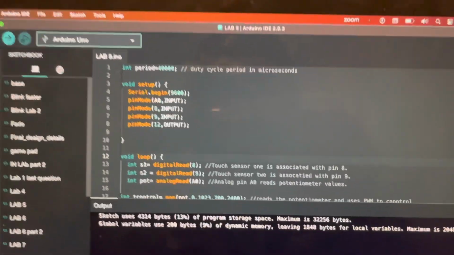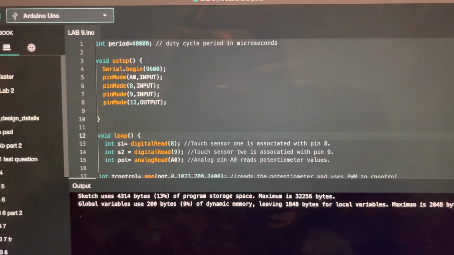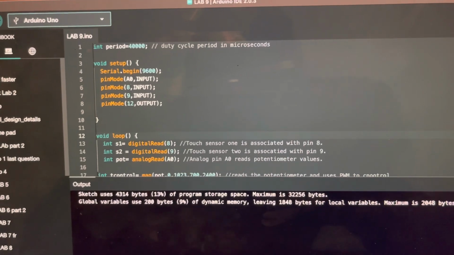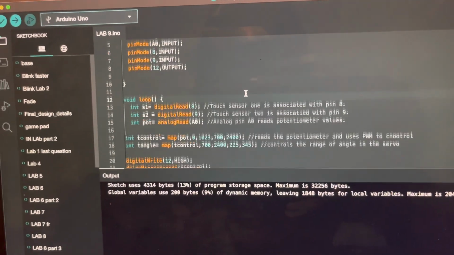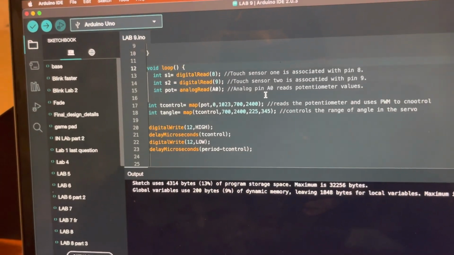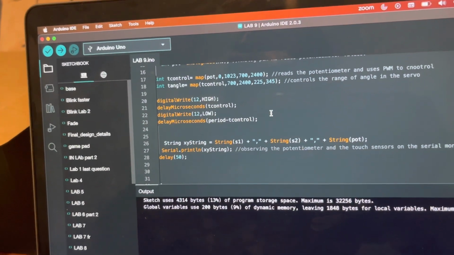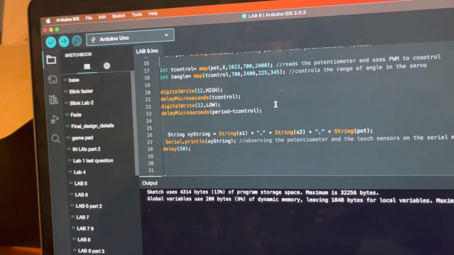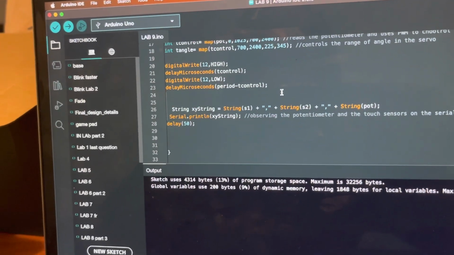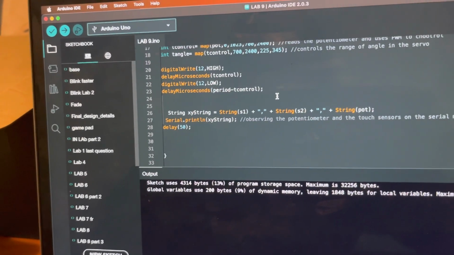Here in my Arduino code, this was pretty much similar to what we've been doing in labs. I first set my pin modes, set them as digital reads and an analog read for the potentiometer, and then I mapped the servo to match the potentiometer, and then I set up my string, which follows into my Processing.